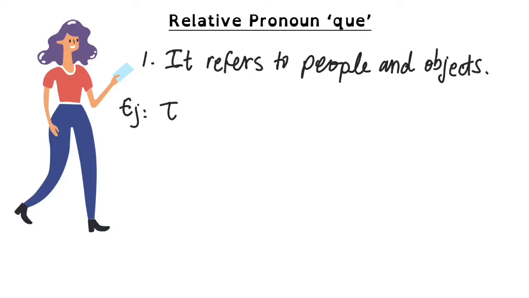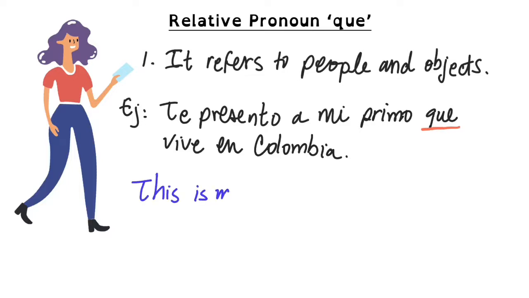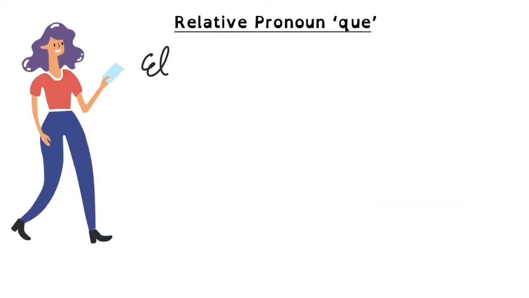For example, te presento a mi primo que vive en Colombia. Even though mi primo is a person, we use the relative pronoun que to add that detail about him. In English, this is my cousin who lives in Colombia. In English, you use who.